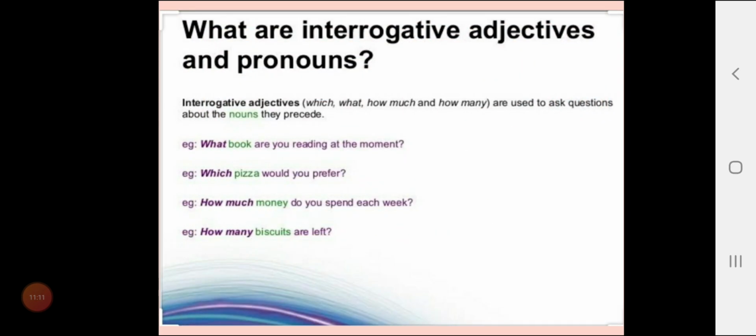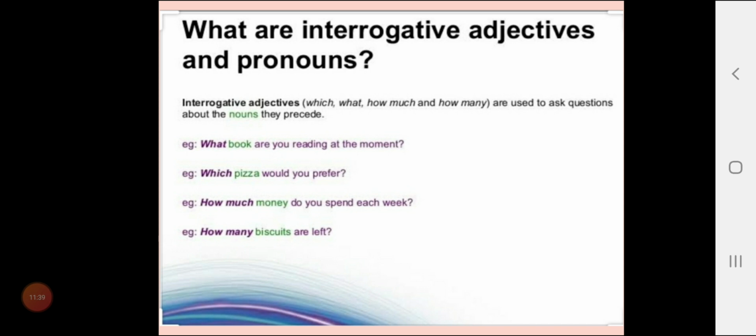Now we'll understand what are interrogative adjectives. Interrogative adjectives are used to ask questions. Whose book is this? What time is it by your watch? Which movie did you see yesterday? What book are you reading at the moment? Which pizza would you prefer? How much money do you spend each week? So they tell us about which, what, how much, how many.